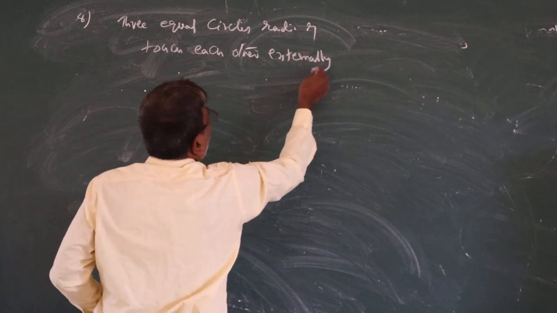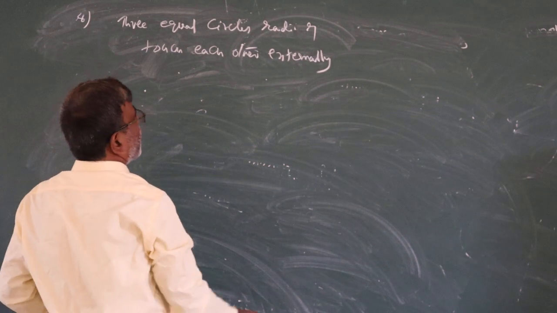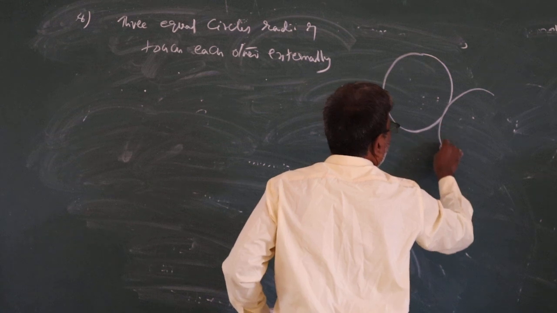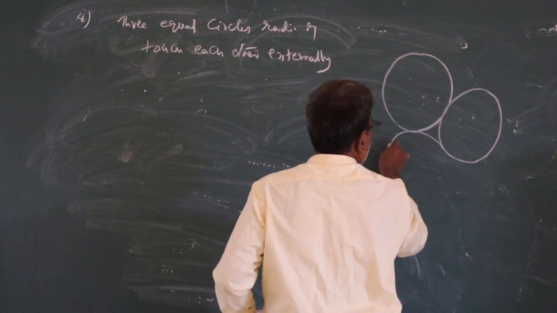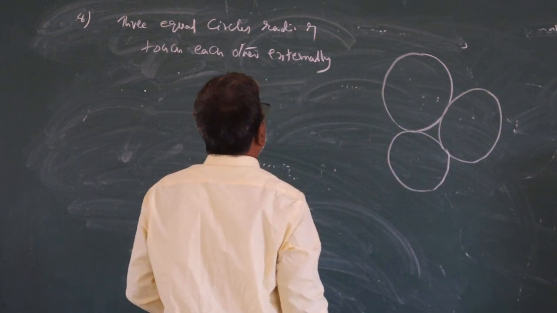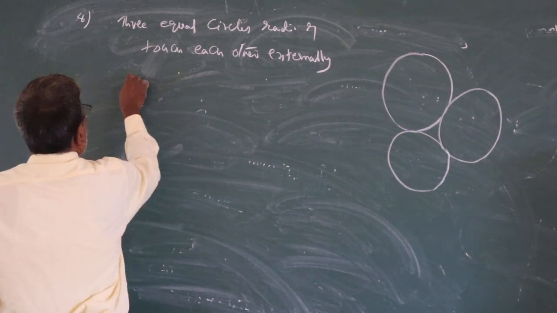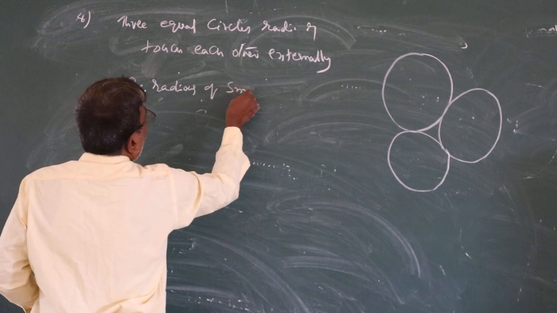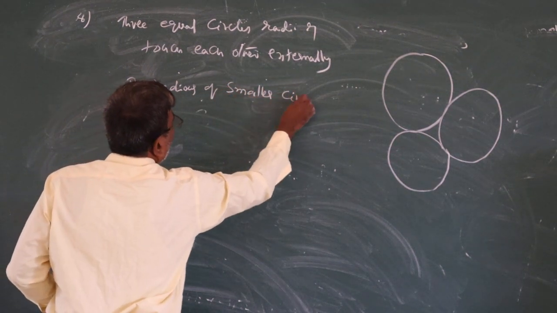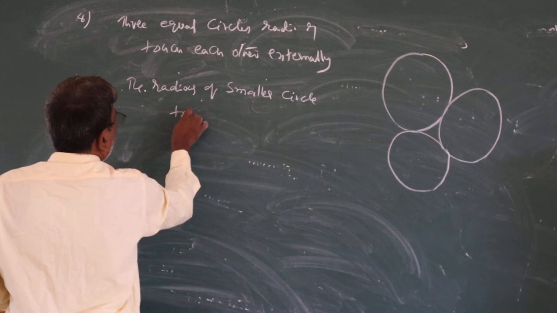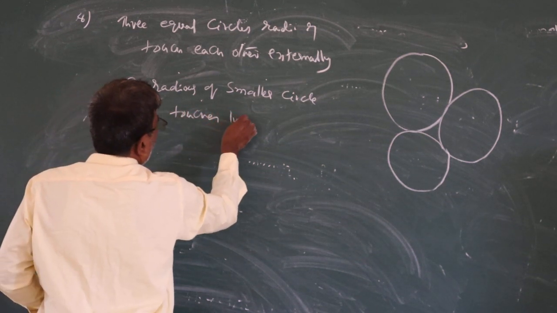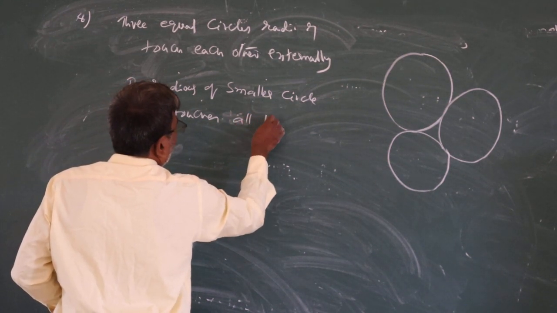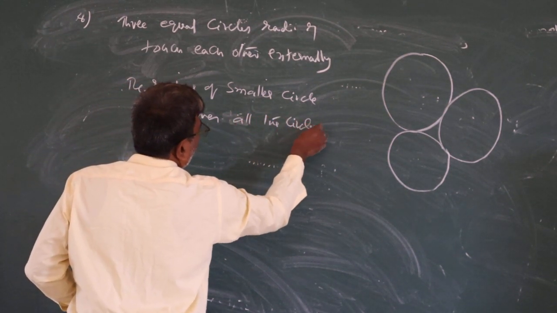Means one touches the other two circles externally. Like this: one circle is like this, another circle is like this, another circle is like this. These circles touch each other externally. So the radius of the smaller circle that touches all the circles. This is the very important shortcut.